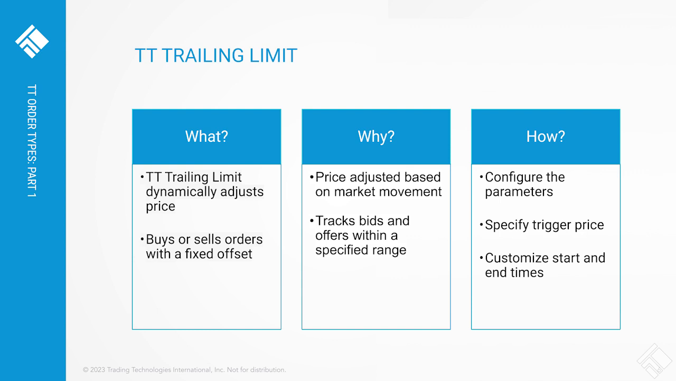Why would someone use TT trailing limit? Well, it allows a user to place an order that will then be managed by the order type to continue to track the bid or offer and dynamically adjust the price to stay within a specified distance of the market if it moves away. All right, next I'll move on to the platform where I'll show you how to configure the parameters, specify the trigger price. We can even customize the start and the end times.